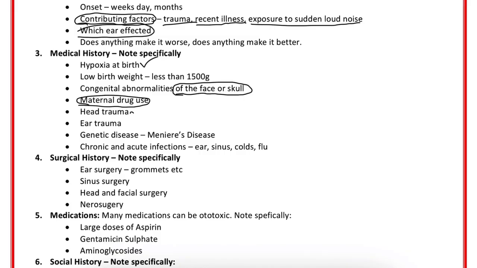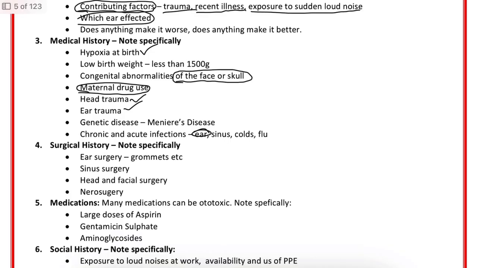Next, head trauma, ear trauma, genetic disorders like Meniere's disease, and chronic and acute infections like ear infection, sinusitis, cold and flu. So these are the things that come in medical history. Next, surgical history. If the patient has had any surgeries before, such as sinus surgery, head and facial surgeries, and neurosurgeries, these are important.